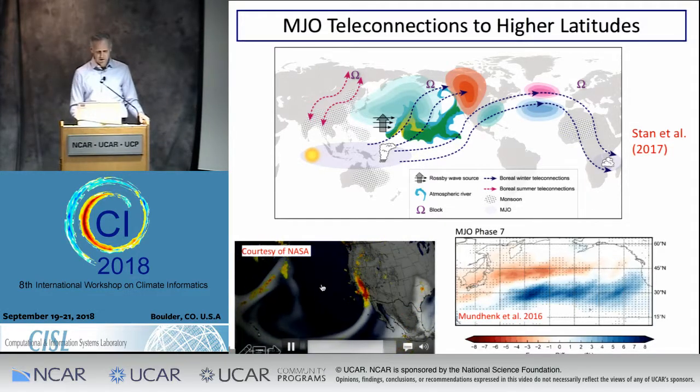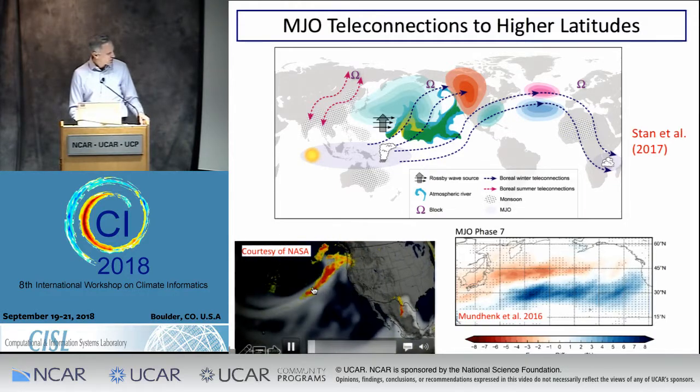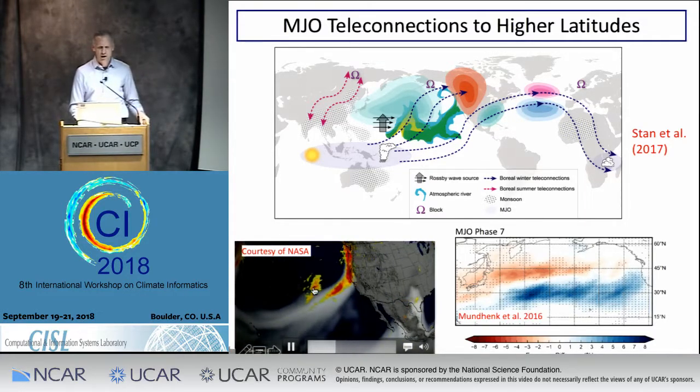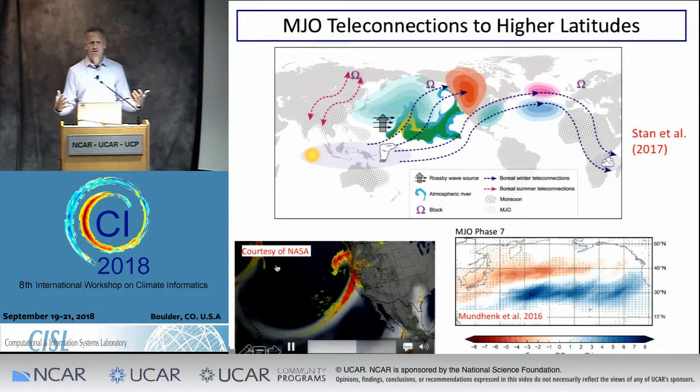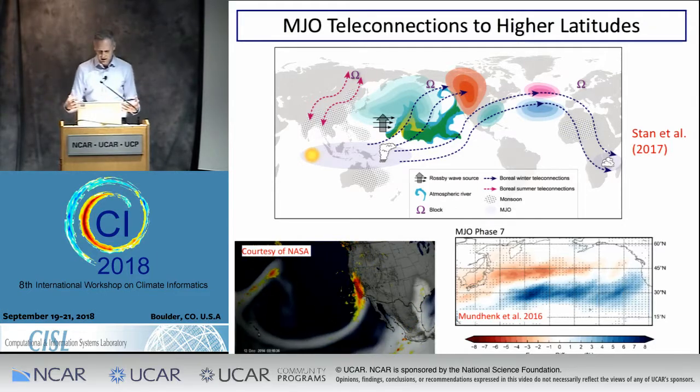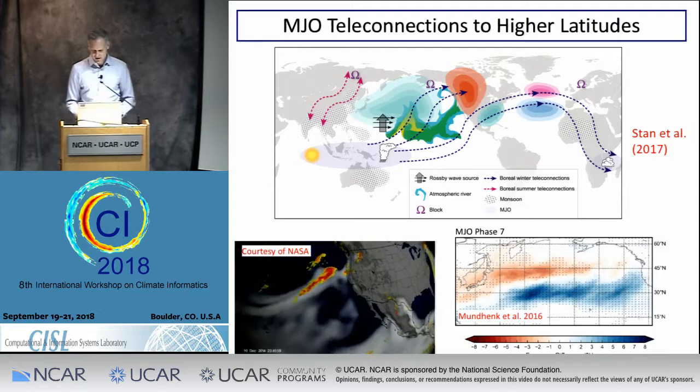I can't remember exactly what this event was. Could have been the Oroville Dam flooding event, I'm not sure. But these are very important for weather in places like California.